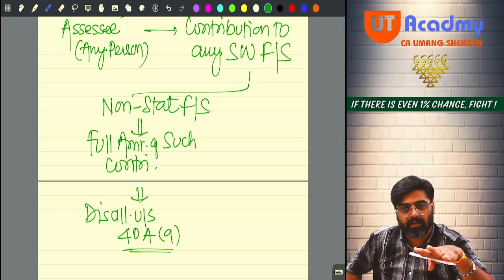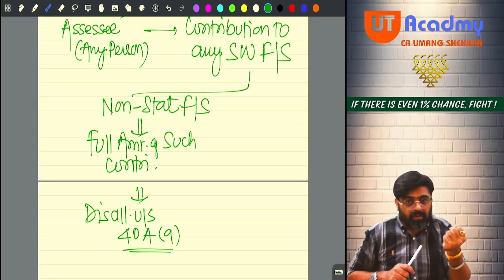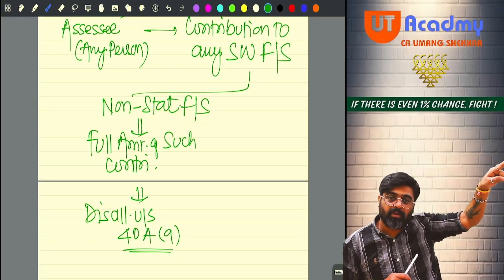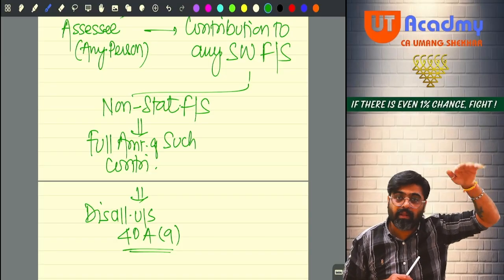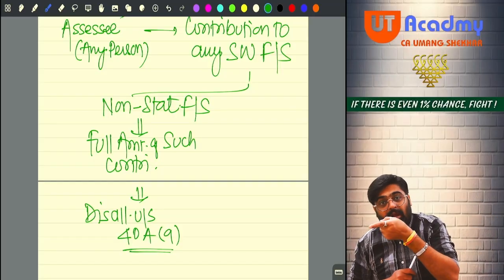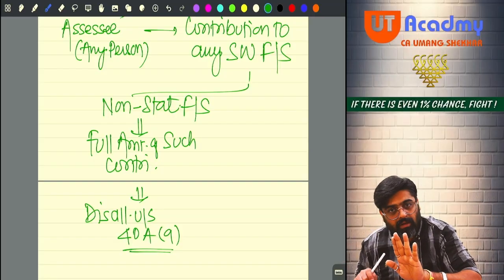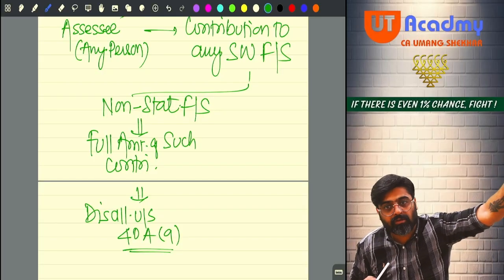So do one thing. Whenever in future you utilize this amount for the benefit of your employees, that will be the actual expense on your employee at that time. That will be allowed as a deduction. That actual expense will be happening out of this amount, which is not allowed right now, or that actual expense can happen from that year's profits also. Yes or no?